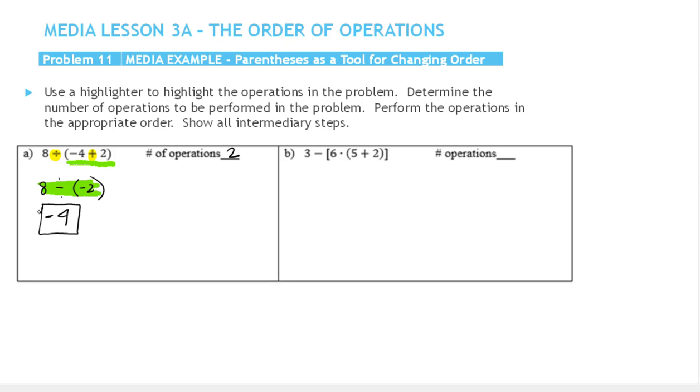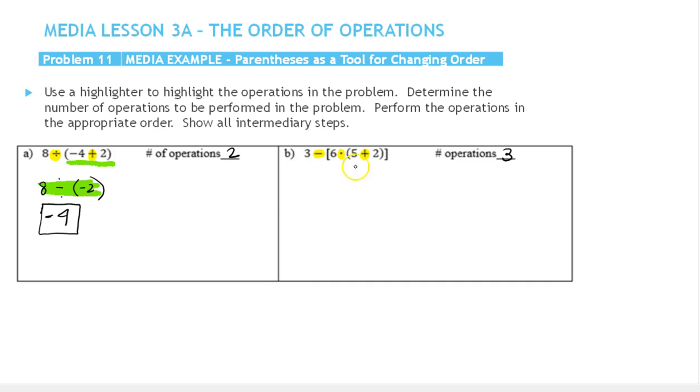Let's look at the next one. So I'm just going to go from left to right to identify the operations. We have 3 minus 6 times 5 plus 2. So this actually only has 3 operations. Now you may have noticed something. This has 2 sets of parentheses, and the outer ones we actually call brackets, not parentheses, but brackets serve the same purpose as parentheses. It says, do this first.